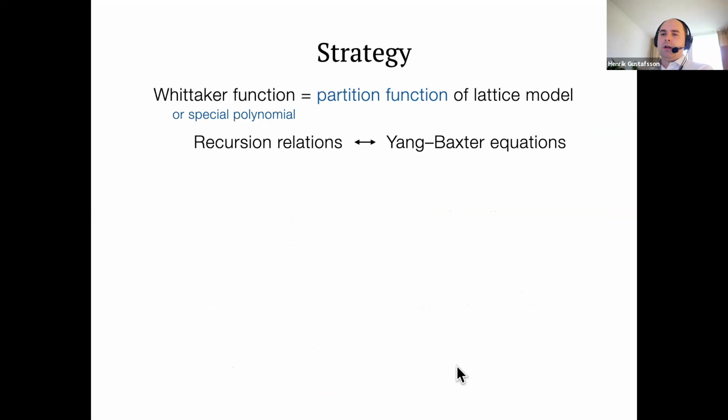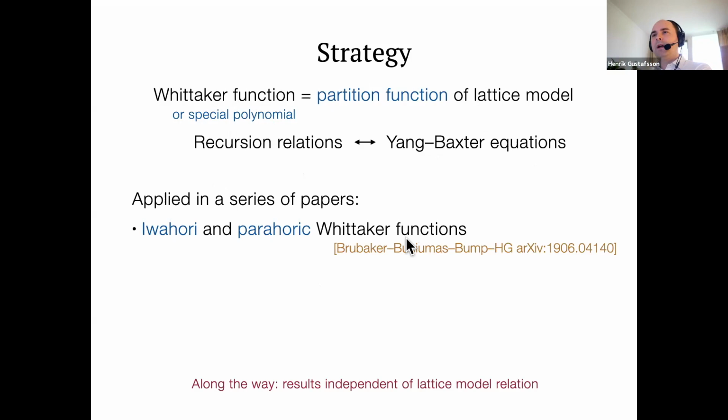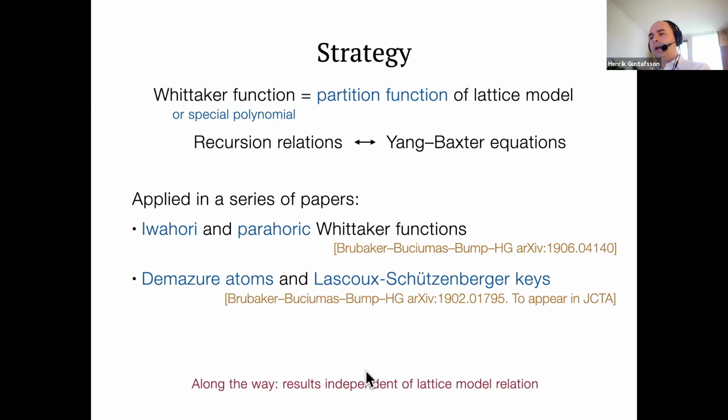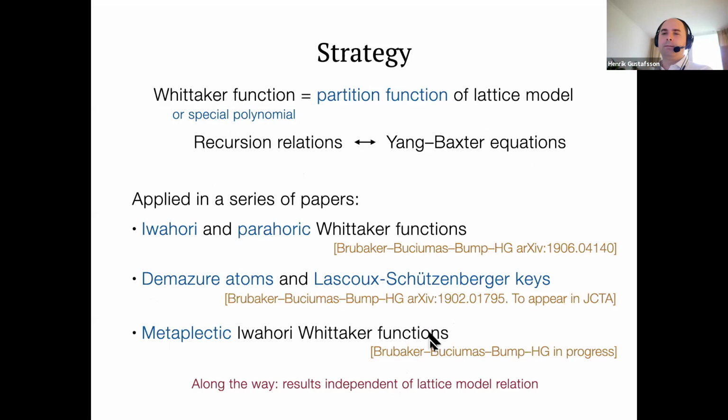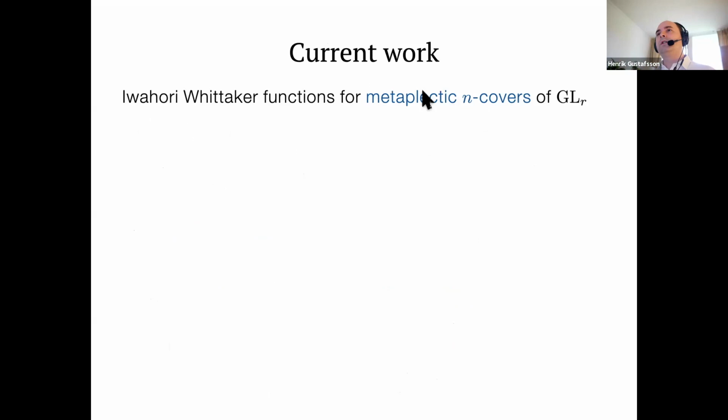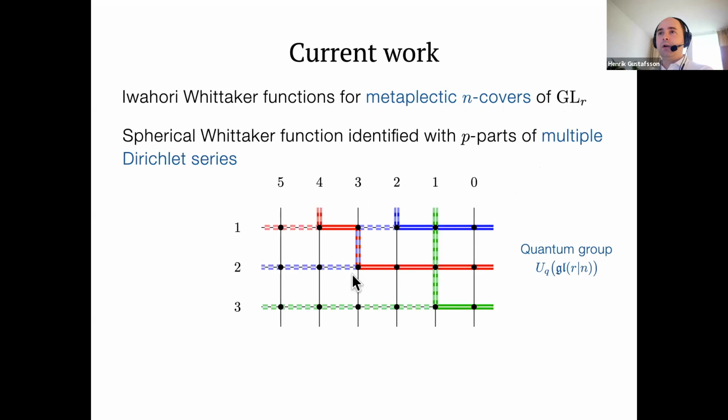To summarize, the strategy to relate Whittaker functions to partition functions of lattice models, or indeed special polynomials to partition functions, is done by comparing recursion relations to Yang-Baxter equations. And using this, we have studied in a series of papers Iwahori and parahoric Whittaker functions, crystal Demazure atoms, and we're currently working on metaplectic Iwahori Whittaker functions. These metaplectic Iwahori Whittaker functions are Iwahori Whittaker functions on the metaplectic n-covers of GL_r of F, some non-Archimedean local field. Their spherical counterparts are identified with the p-parts of multiple Dirichlet series, and the corresponding lattice model is obtained by including these mirrored paths here, shown by dashed lines. And the corresponding quantum group is U_q of the n-fold cover of GL_r.